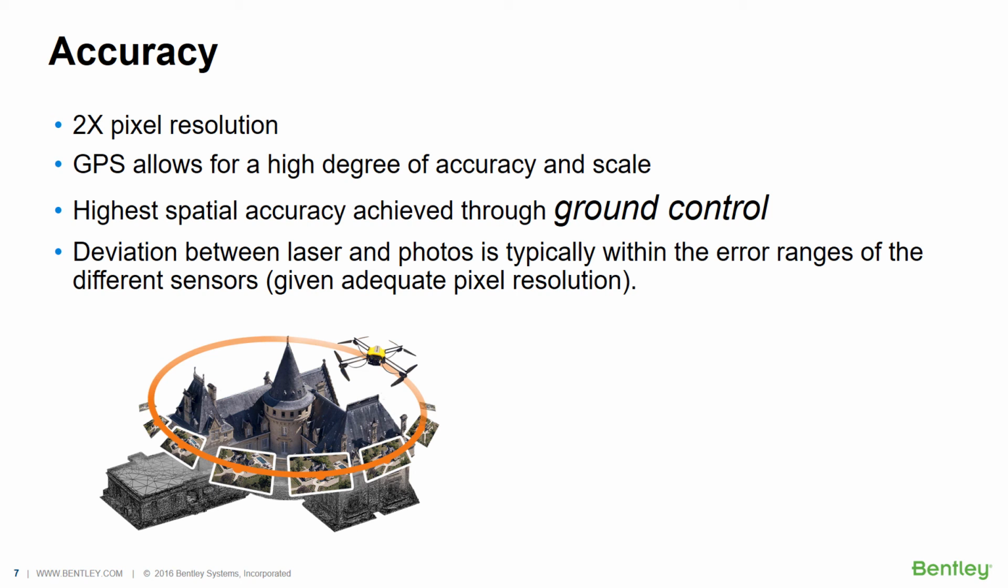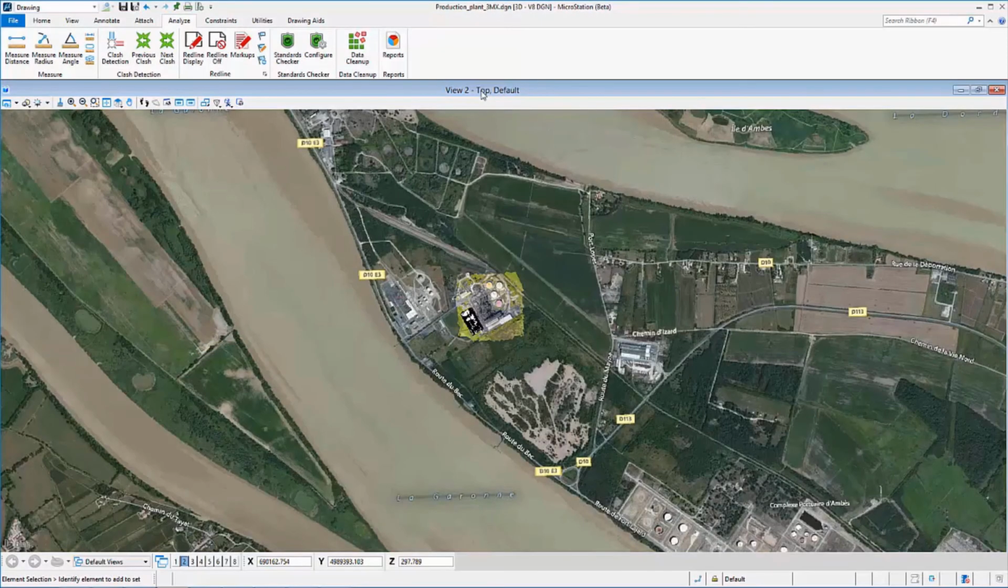So if you have good pixel resolution, so you have a lot of megapixels, if you will, in your camera, you're going to get close to what you get with a laser. Close enough that you're within the error range of a laser scan. So without the expense of the laser scan, you can get the same kind of accuracy. So it's kind of interesting how it works.